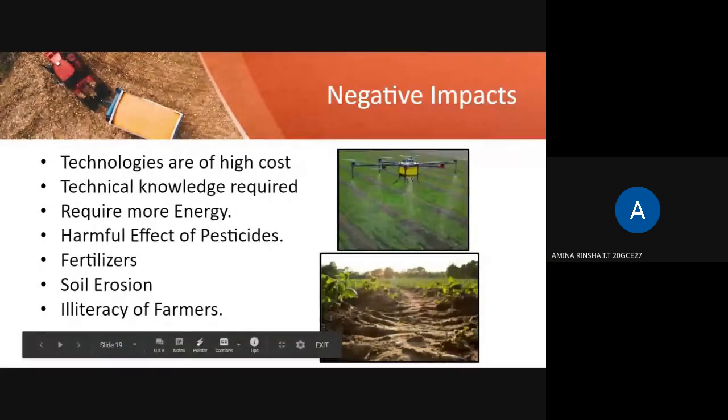Pesticides generally kill useful insects as well as those that destroy the crops. Use of fertilizers can alter the biology of rivers, lakes, etc. It destroys the natural habitat of most wild creatures and leads to soil erosion. Most of the farmers are illiterate, so they are unable to use the modern machines.